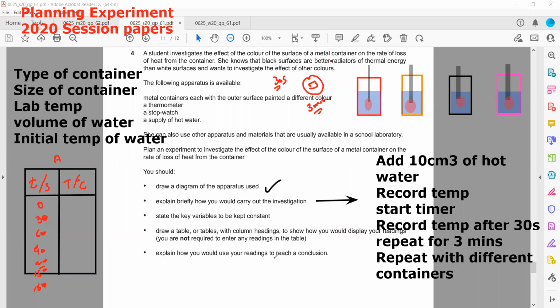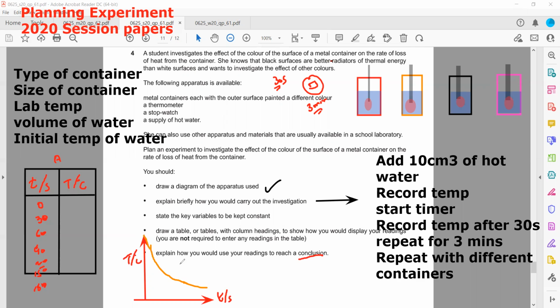Then how will we use our readings to reach a conclusion? Whenever we want to reach a conclusion in physics, the best way to draw a conclusion is plotting a graph. So we'll plot a graph with temperature on the y-axis and time on the x-axis. It is obvious that it is hot water, so the temperature will decrease. So it will be somewhat like this.